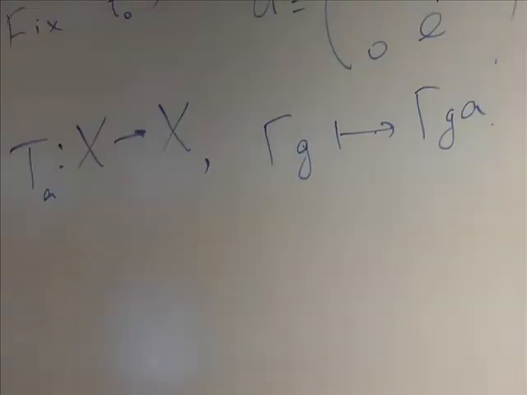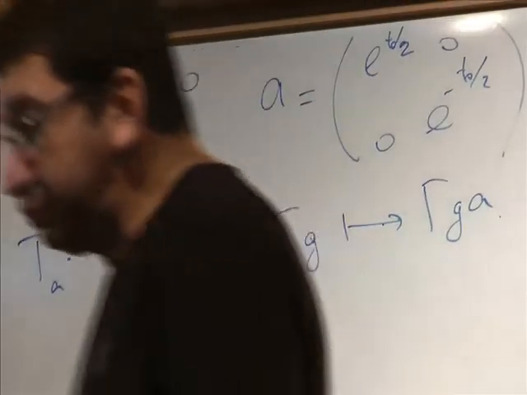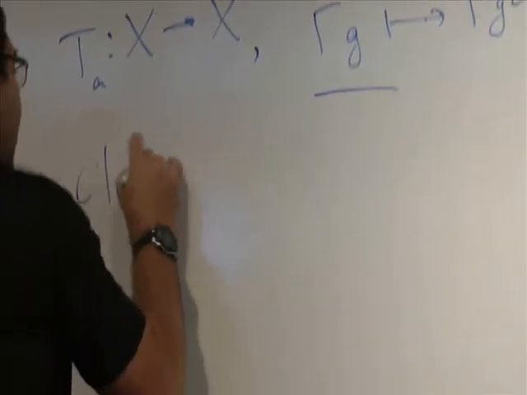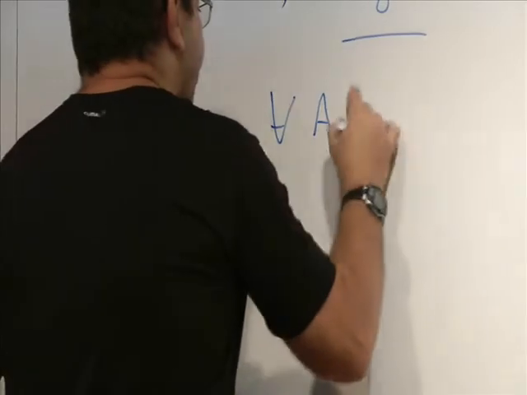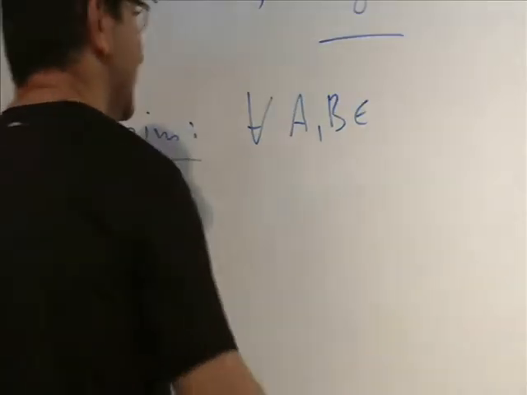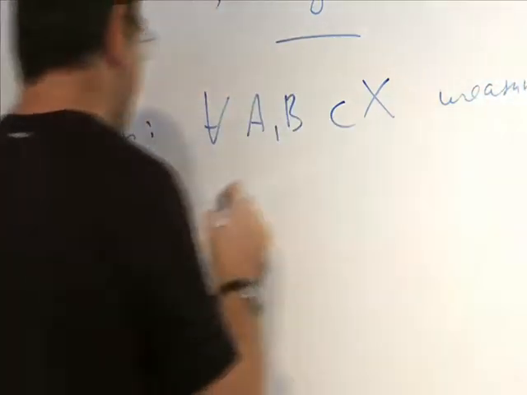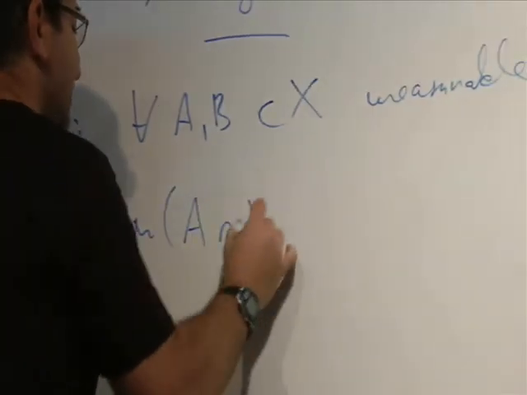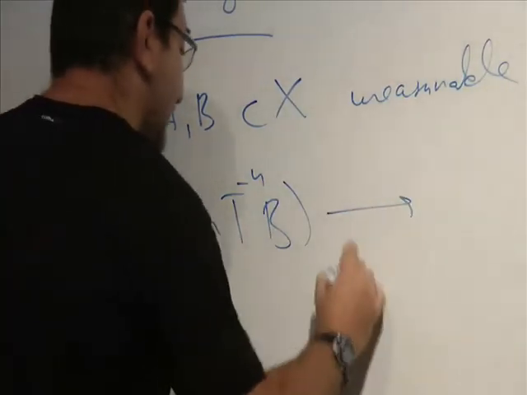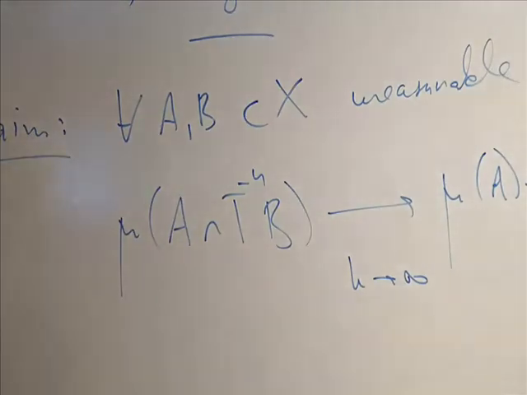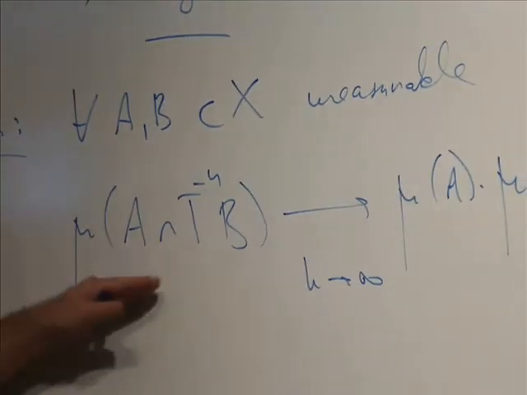And the claim is that this is ergodic. In fact, it is mixing, namely, I'll write it down in a second. The claim is that for every A, B measurable subsets of X, mu of A intersect T^{-n}B, as n goes to infinity, tends to the product of the measures of those sets, which means that they become independent from each other.